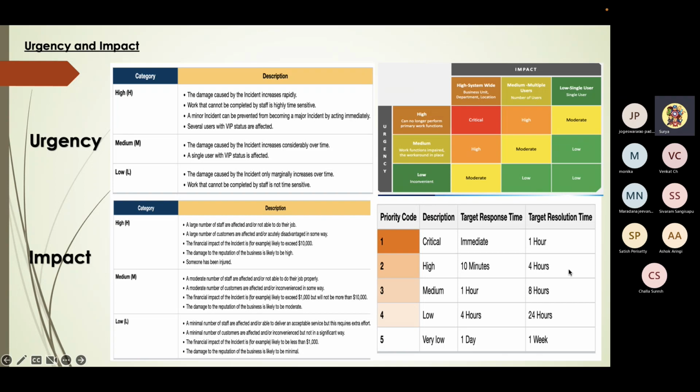If it is a P2, you can take up to 4 hours. If it is P3, you can take up to 8 hours. If it is P4, you can take up to 24 hours, like 1 business day. And for P5, you can take up to 1 week.